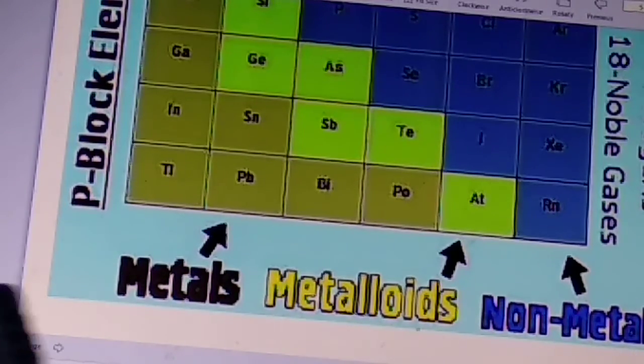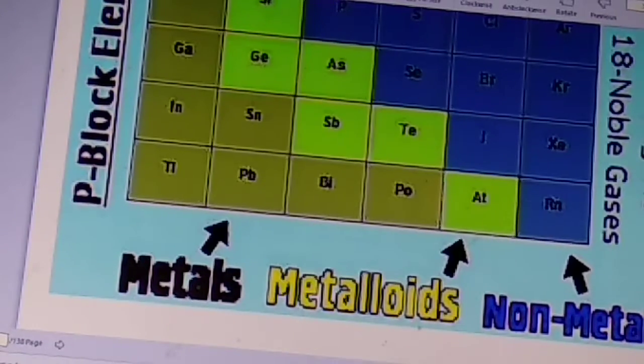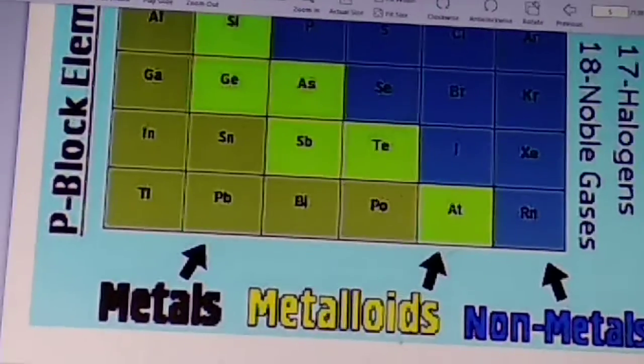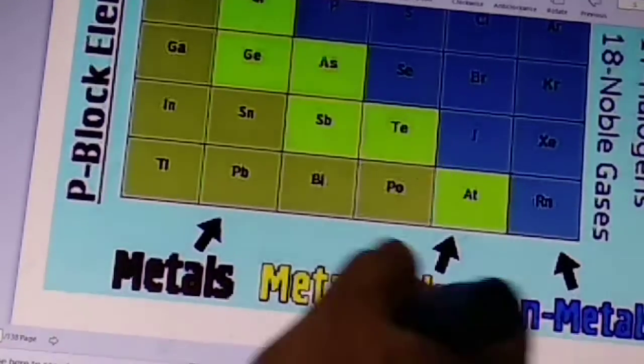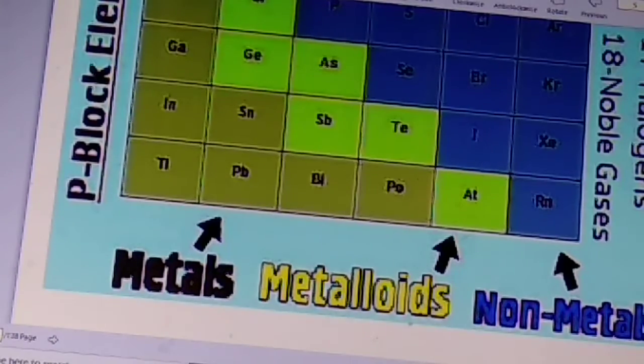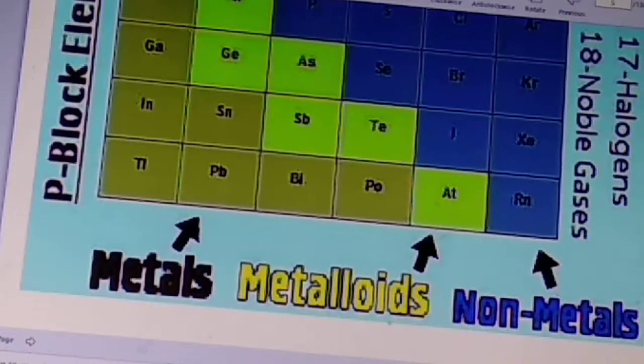And students, one thing I am telling you, very important. In the P block elements, there are three types of elements: metals, metalloids and non-metals. And I know that you know what is metal and what is metalloid. Metalloids are the elements which have properties of both metals and non-metals.